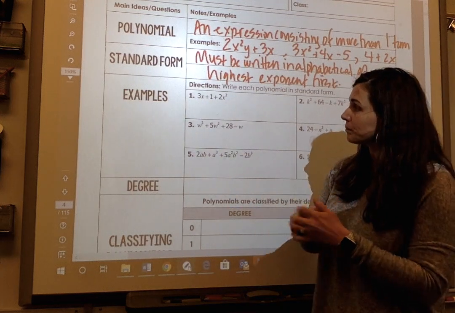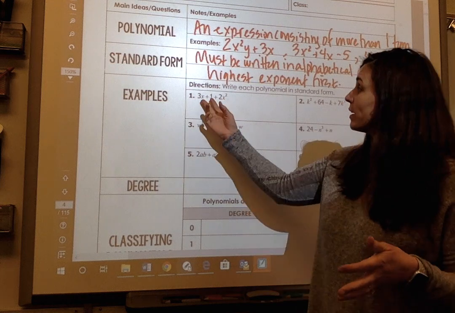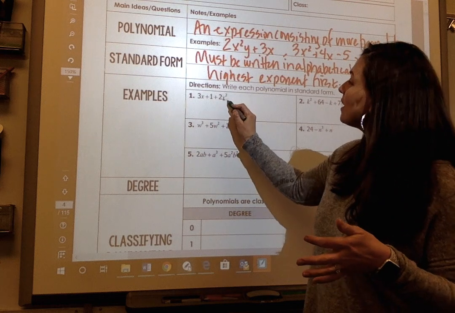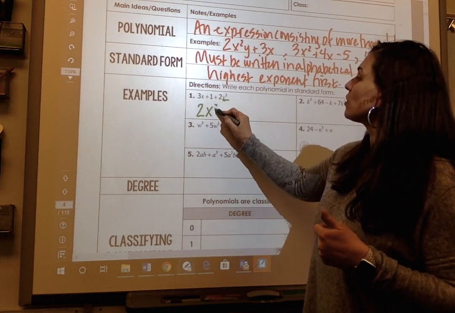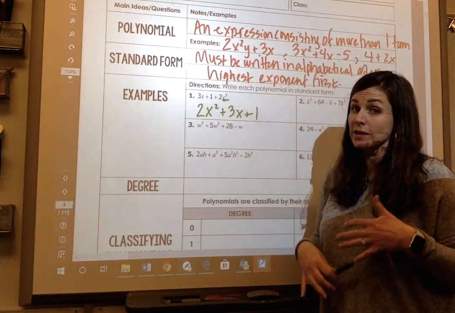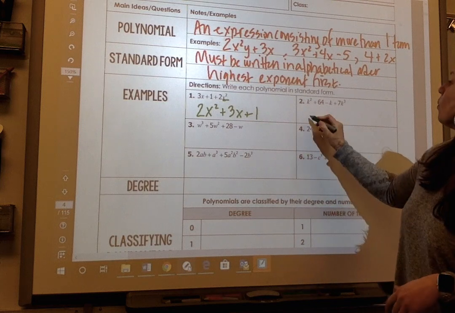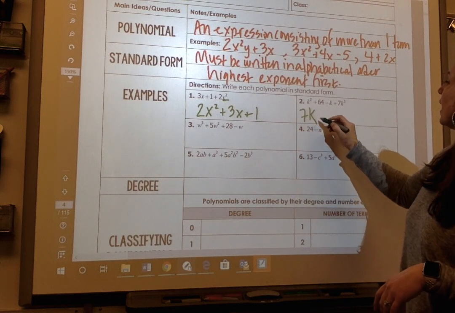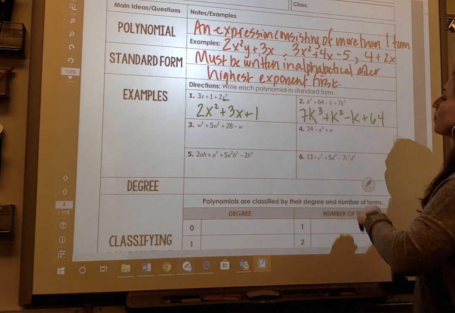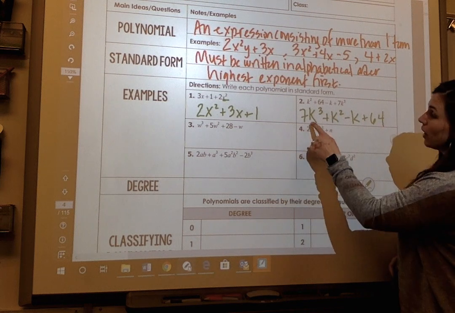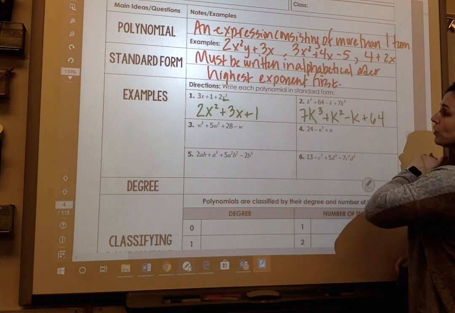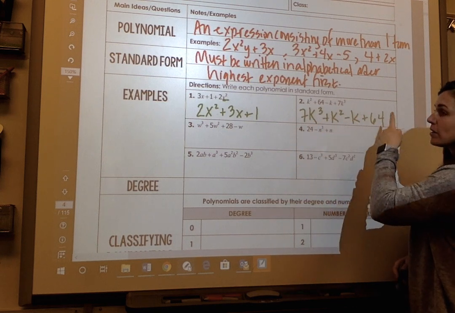Here we have number 1. The variable that we're working with is x. But the specific order is the highest degree first. So I would say 2x squared plus 3x plus 1. Your constant term will always be last. Number 2 would be 7k cubed plus x squared minus k plus 64. You'll notice we're only working with one variable, but it goes cubed, squared, into the first term. So alphabetical order, greatest degree first.